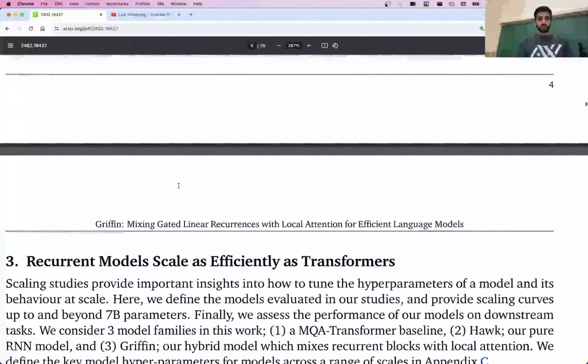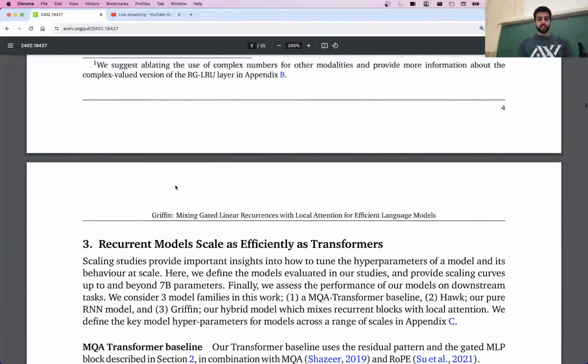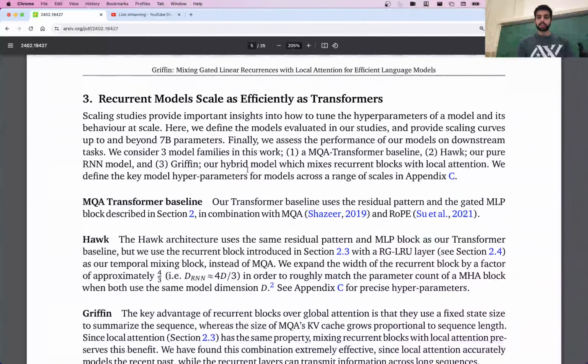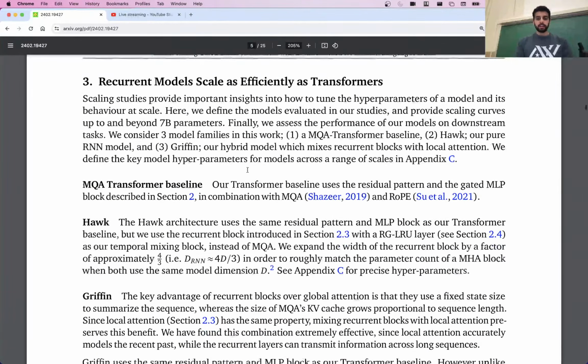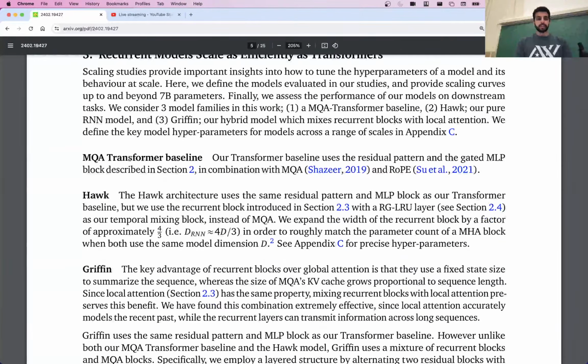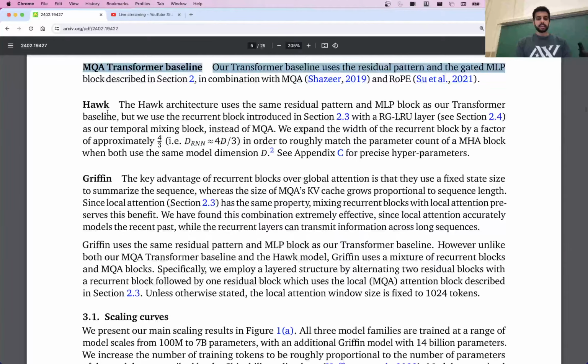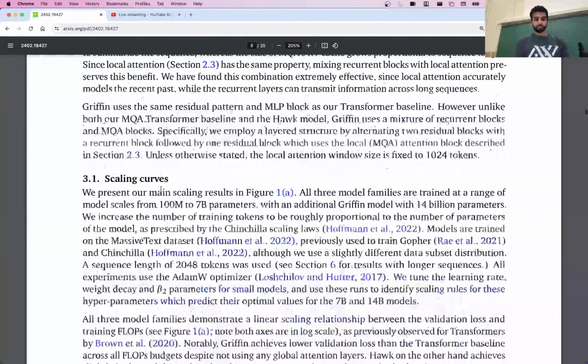Okay, so they also have some very strong results in this paper. So again, this is their transformer baseline. Hawk is using only recurrent blocks, and Griffin has some recurrent blocks and some local attention blocks. Again, local attention only allows you to do self-attention over a small part of the sequence.